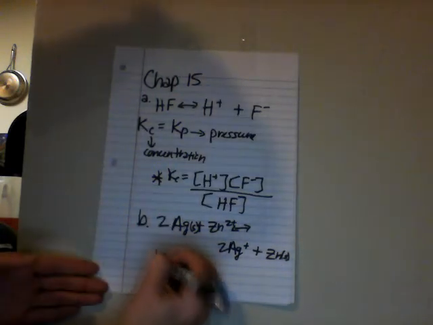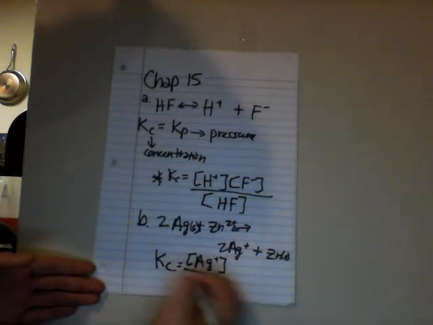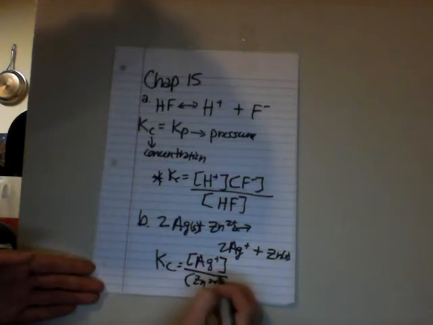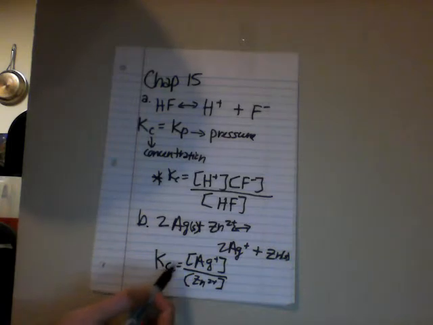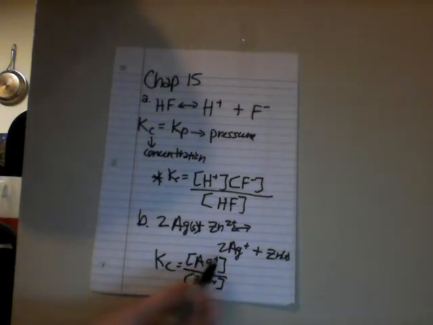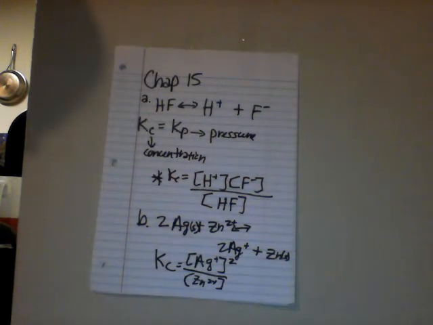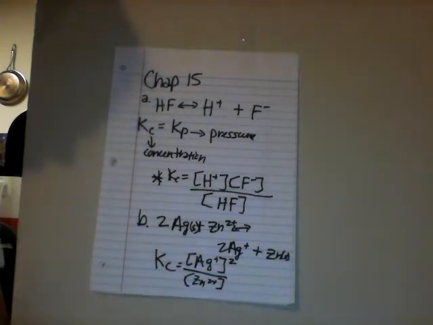So when I write my Kc expression, it's going to be products again, Ag plus concentration, over Zn 2 plus. Now, what didn't I add? I didn't add a superscript. So when I actually write this Kc expression, this stoichiometric coefficient comes up here, and we make it a superscript. That's very similar to what you saw with the rate laws. If it has a stoichiometric coefficient out front, you raise it to that power. So that's the only trick.